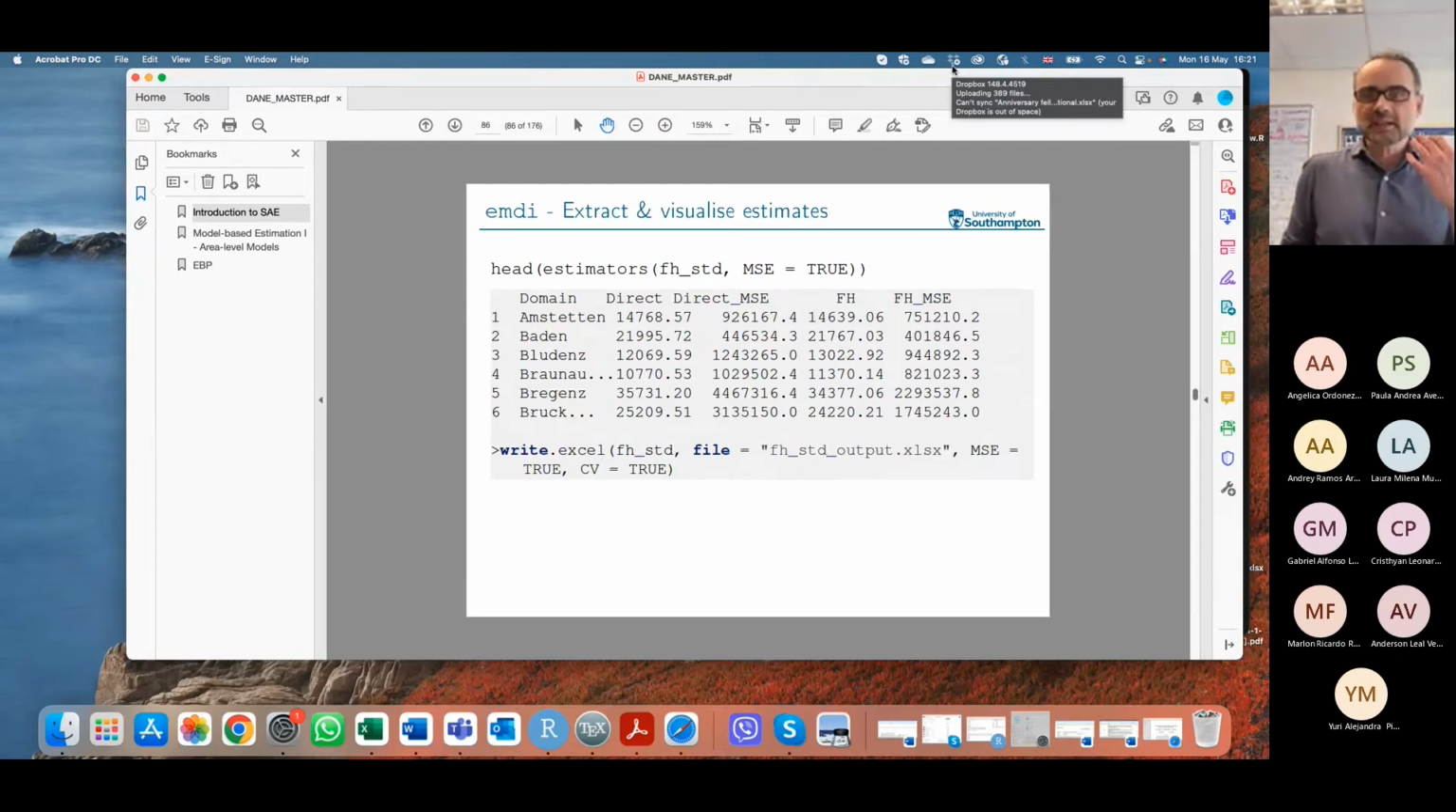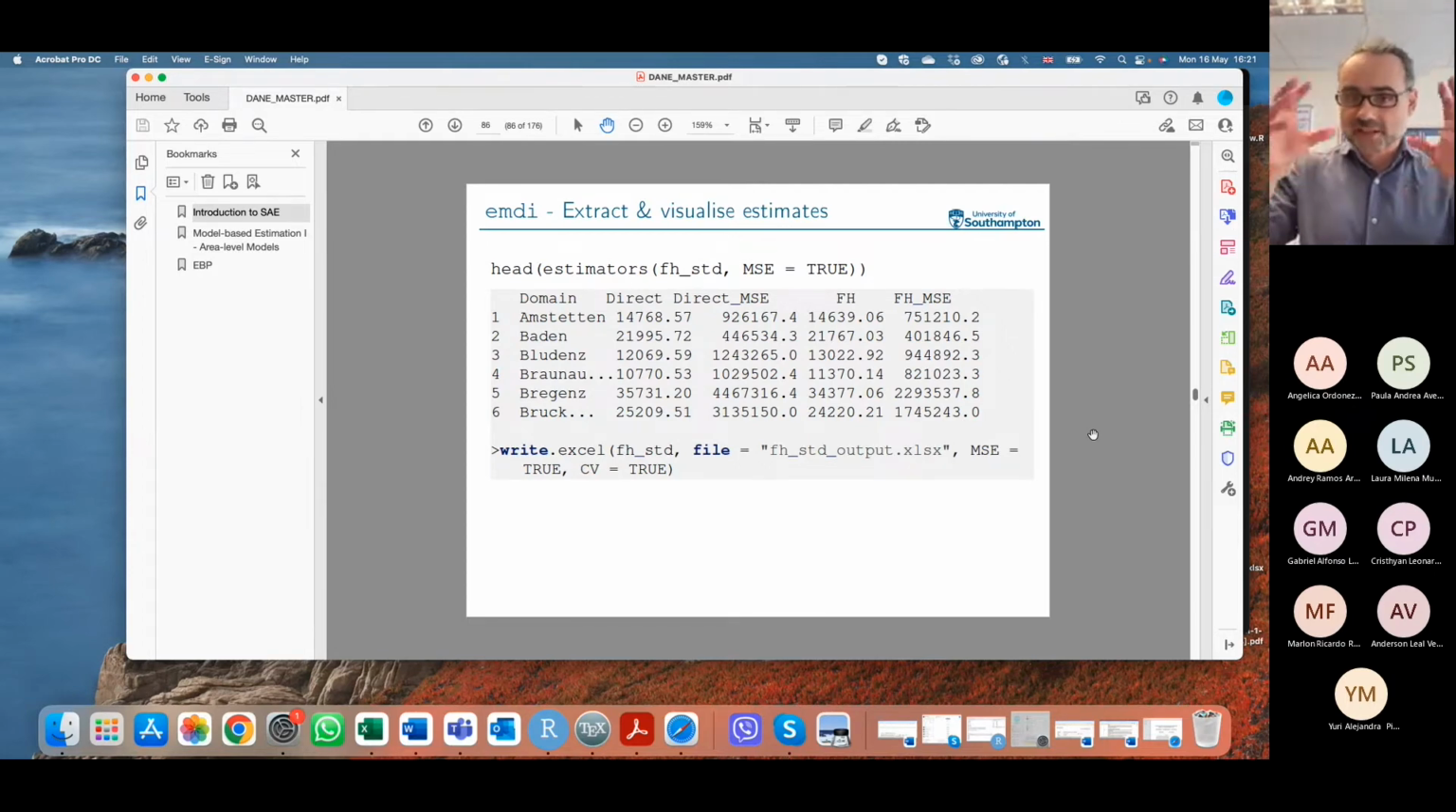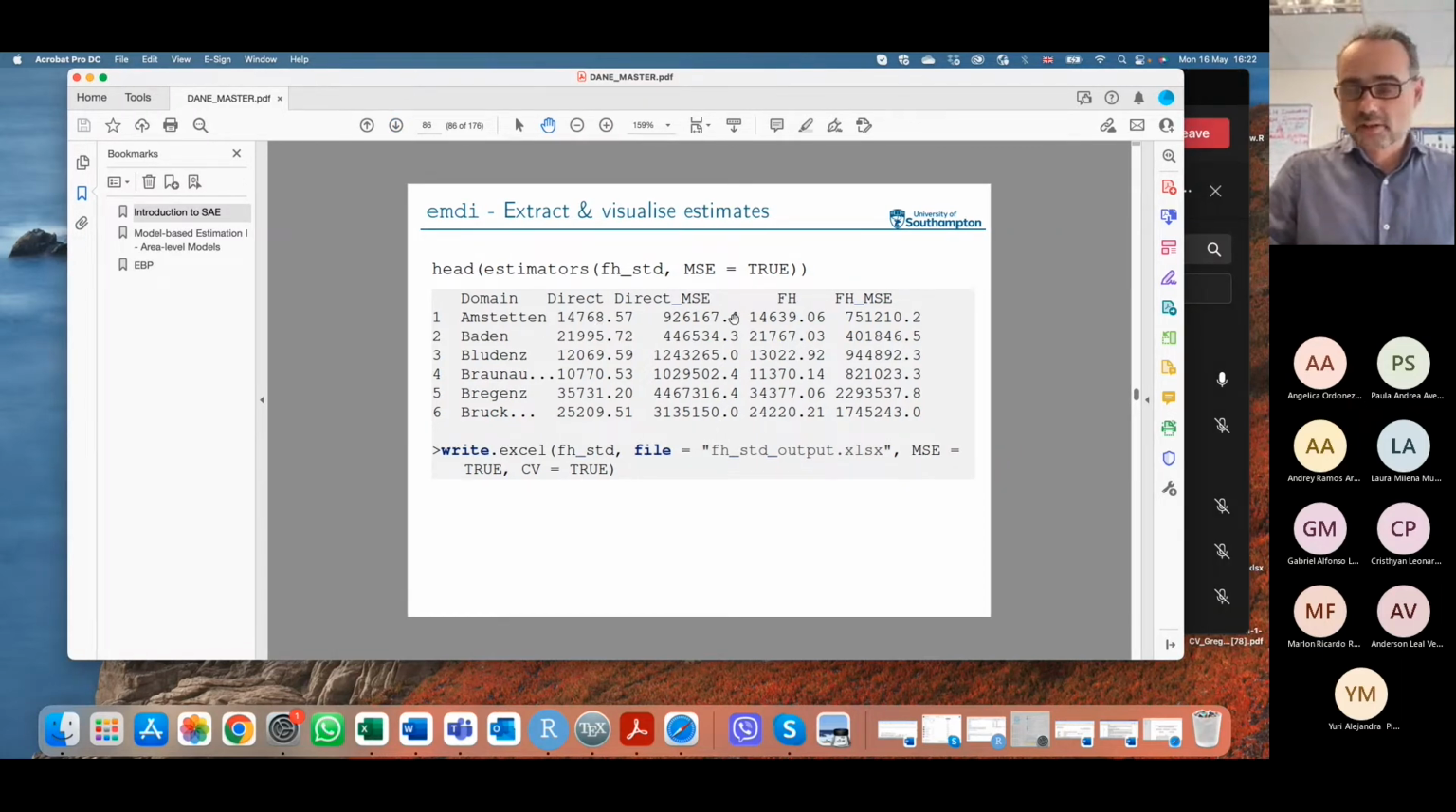In terms of communicating your results, EMDI will give you quite good tools for extracting and visualizing the estimates. In order to do that, you can use this function called Estimators. What you need to specify inside Estimators again is the name of the object where the results have been saved. If you specify that the mean squared error is equal to true, that will also output estimates of the mean squared error. Here I'm just outputting the first 6 lines, which is why I'm using the command head.